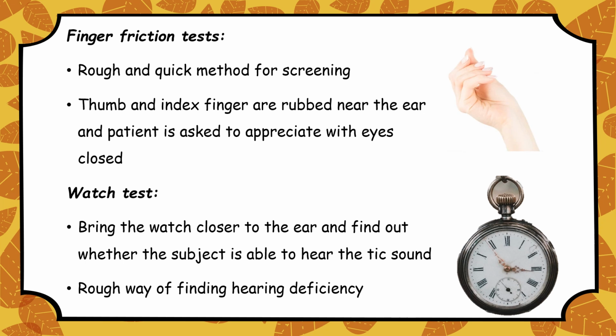Finger friction test. It is a rough and quick method for screening. The thumb and the index finger are rubbed near the ear and the patient has to appreciate the sound with their eyes closed. Watch test. We bring the watch closer to the ear and find out whether the subject is able to hear the tick sound of the watch. So it is a rough way of finding hearing deficiency.